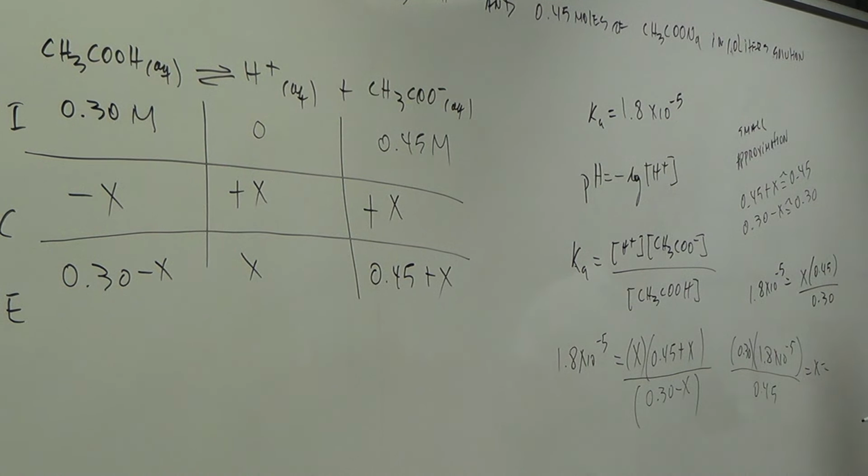And I got 1.2 times 10 to the negative 5 molar. Does that have units, yes or no? There's no pH here. This is x, a concentration. It is molarity. If it were Ka, it wouldn't have units, but Ka was given to you without units before.